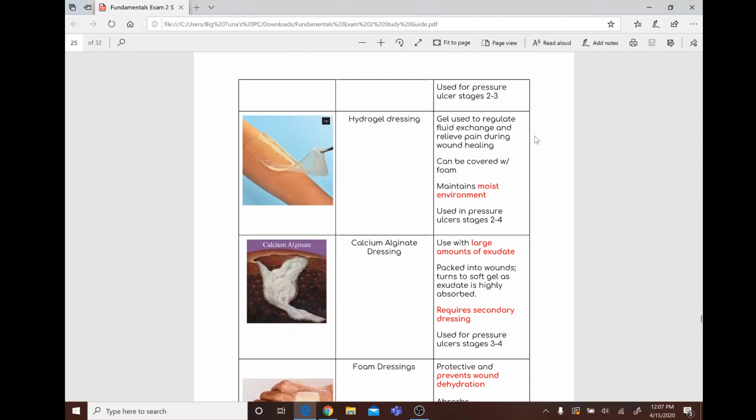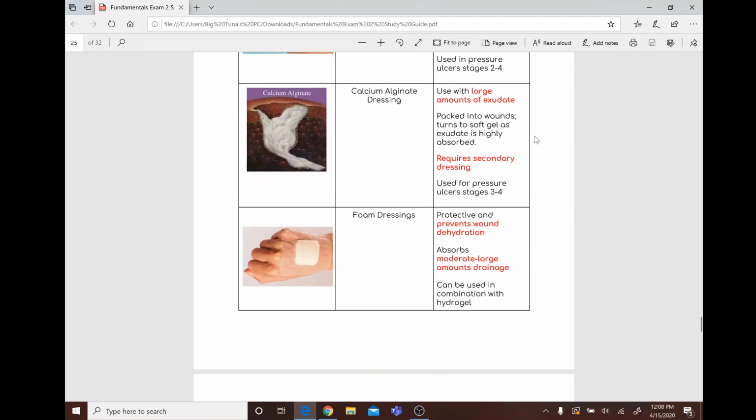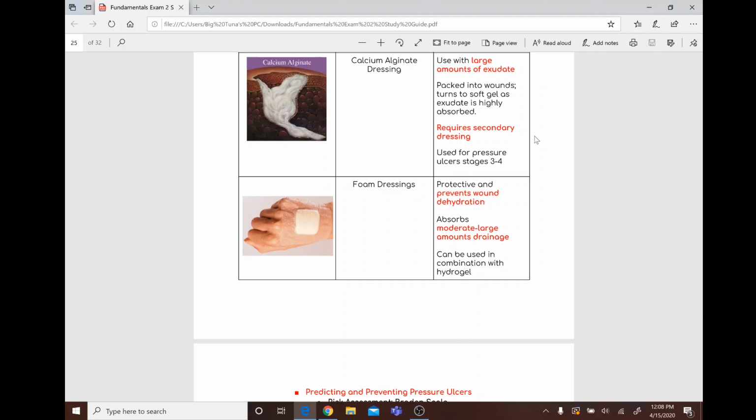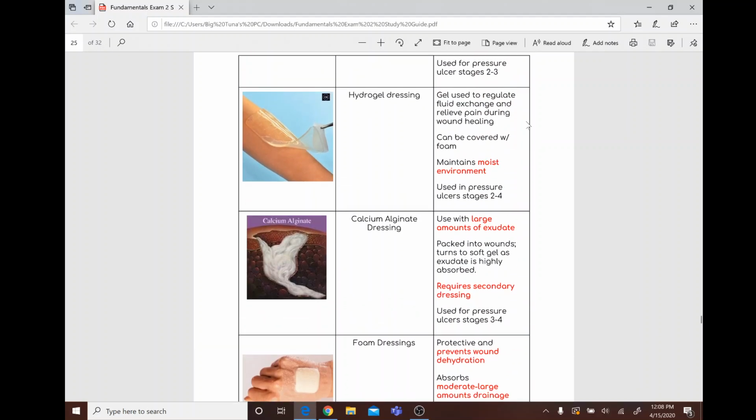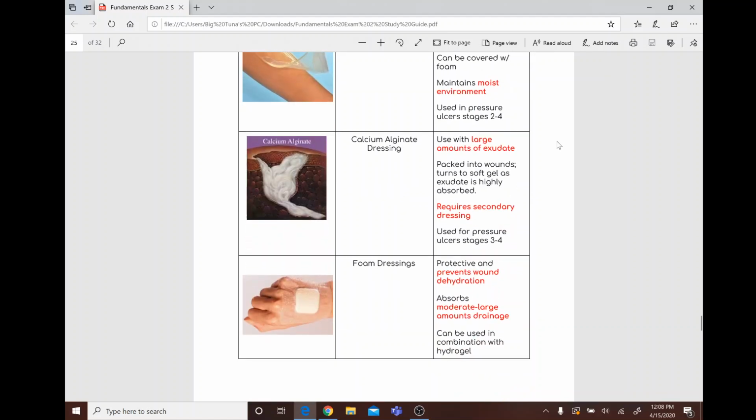Tell me about hydrogel dressing. Gel used to regulate fluid exchange and relieve pain during wound healing. Can be covered with foam. Maintains moist environment. Used in pressure ulcer stages 2 to 4. Tell me about calcium alginate dressing.